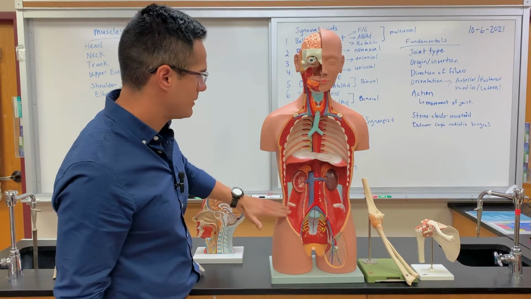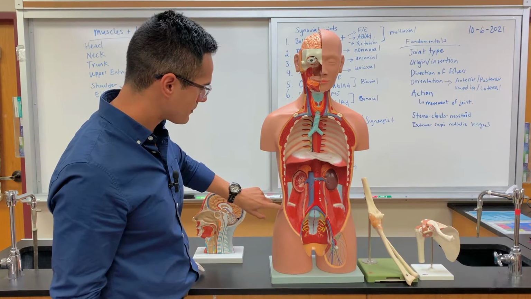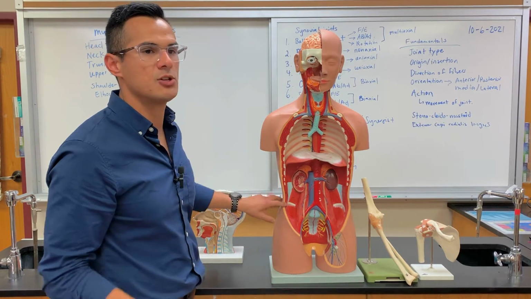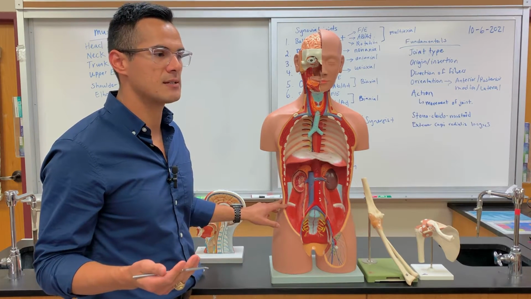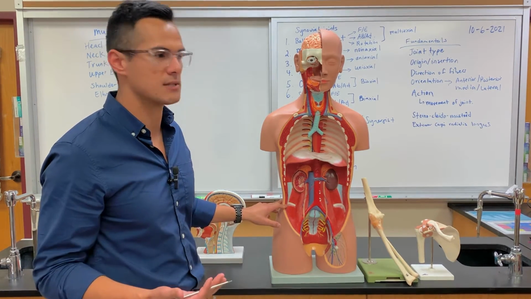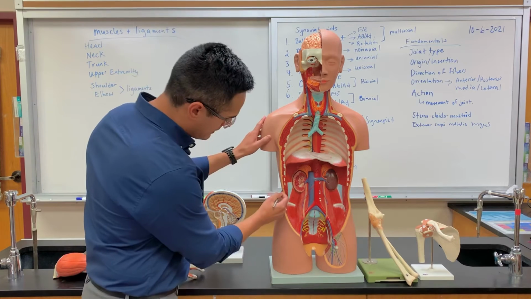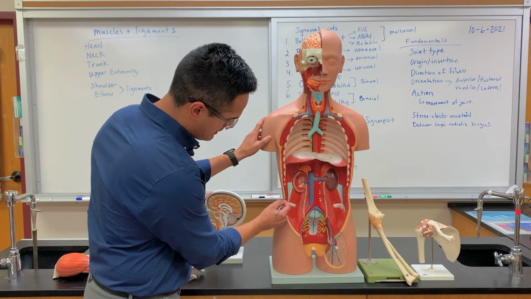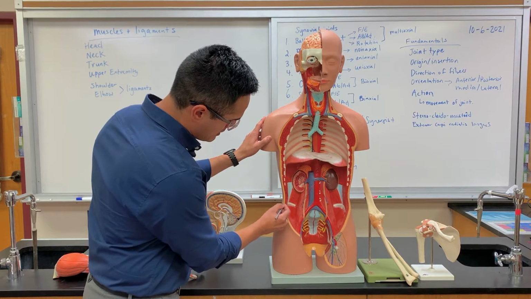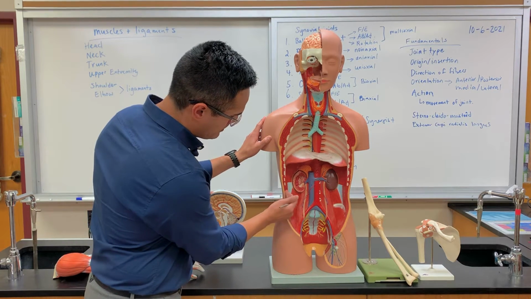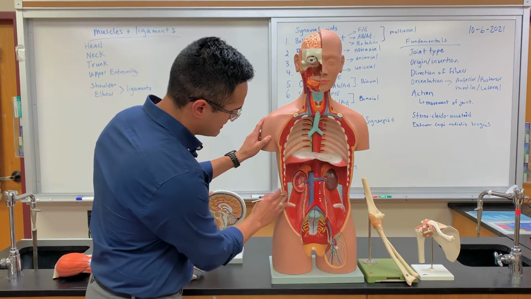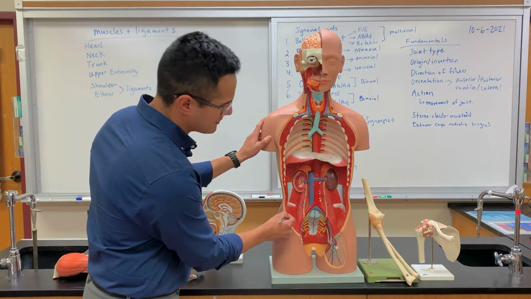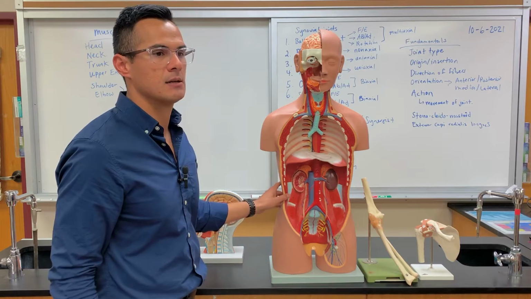Okay, so moving downward. Down here we have our oblique muscles. So you have external obliques, and then you have the internal obliques. The external ones are obviously on the outside, and the internal obliques are here on the inside right here. And then the abdominal muscle that's deep to that is this. This is what's known as the transverse abdominis.